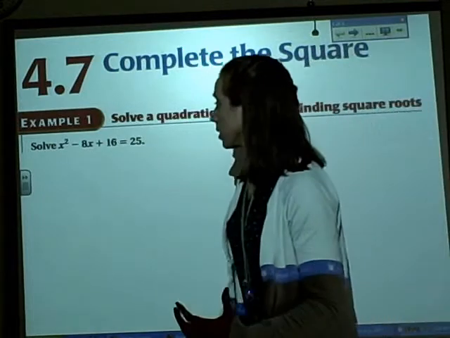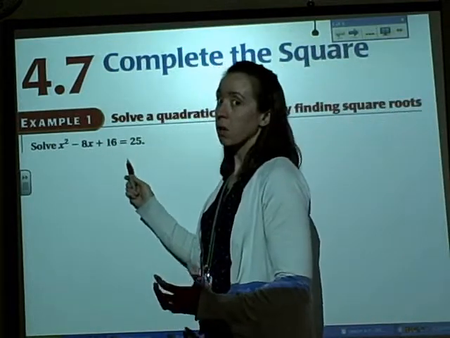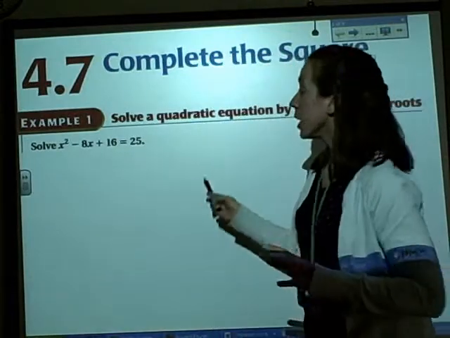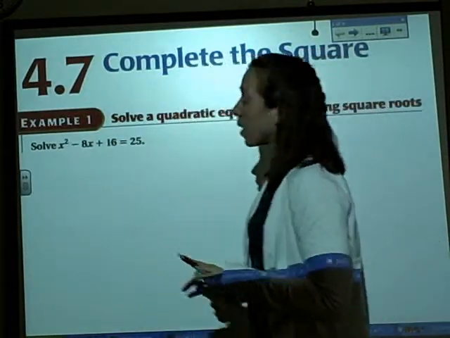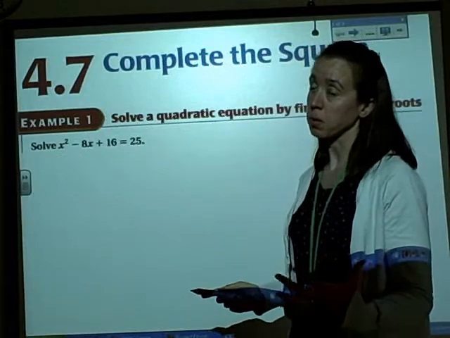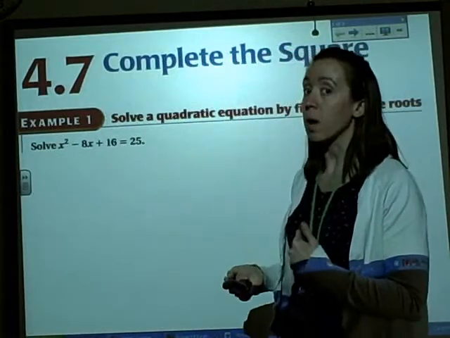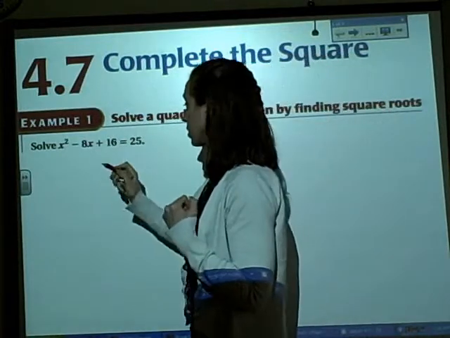Okay, and I know usually you guys are used to having it equal to 0 first. We don't need to worry about that here, because what we're trying to do is rewrite this quadratic so we can take the square root of it. And completing the square is a way to help you get your quadratic there. Okay, so let's factor it.